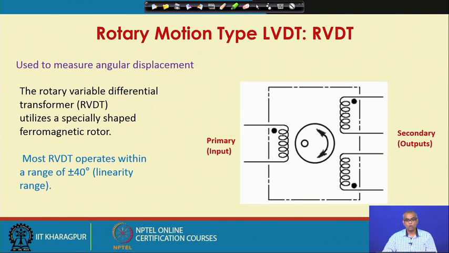There is a rotary motion type LVDT known as RVDT. Full form is Rotary Variable Differential Transformer. The Rotary Variable Differential Transformer or RVDT is used to measure angular displacement. The Rotary Variable Differential Transformer or RVDT utilizes a specially shaped ferromagnetic rotor.